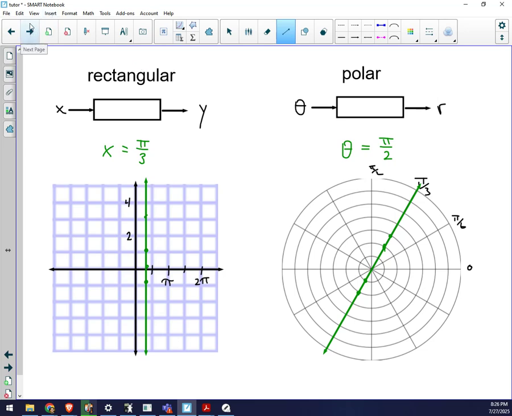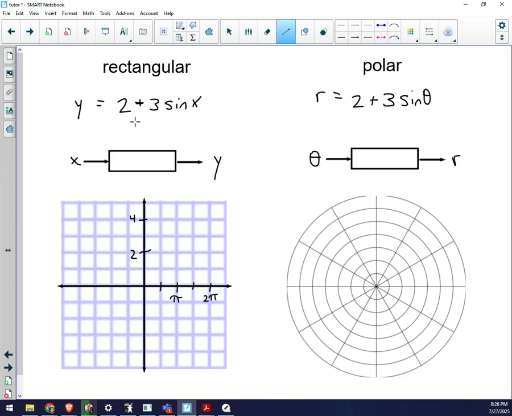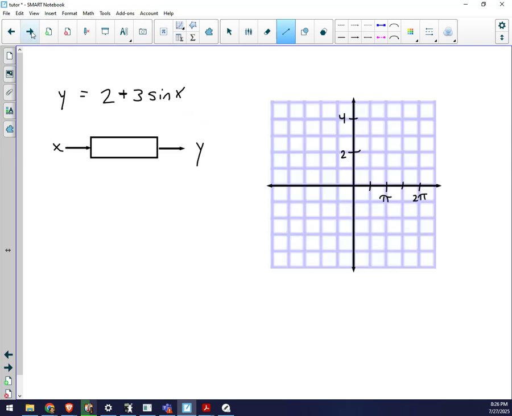Okay, now we're going to jump in complexity here quite a bit. We're going to jump to the rectangular function y equals 2 plus 3 times the sine of x, and we're going to relate that to r equals 2 plus 3 times the sine of theta. First I want to get a look at the graph of y equals 2 plus 3 times the sine of x, a complex function. So the first thing that happens to this input is we're taking the sine of the input, and then we're multiplying that sine by 3, and then we're adding 2.